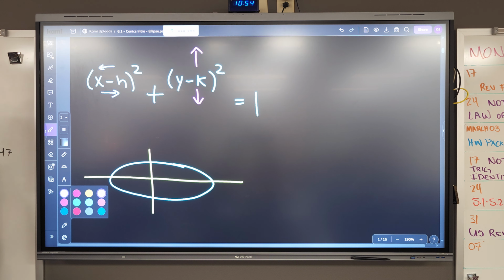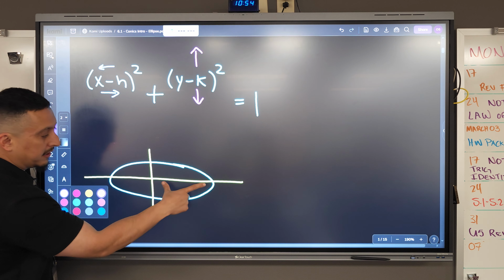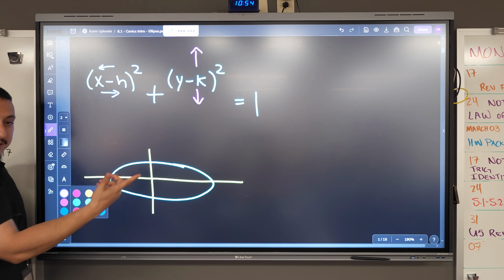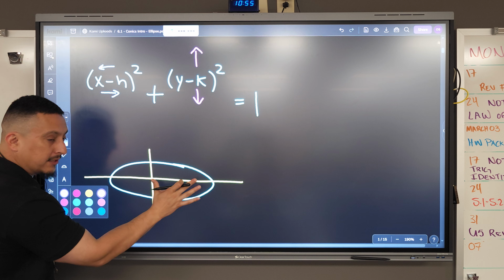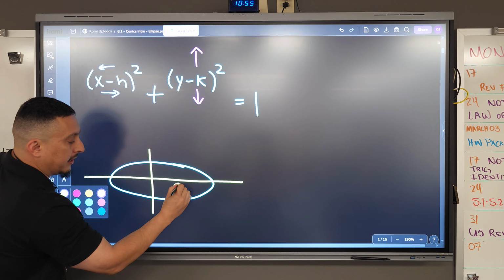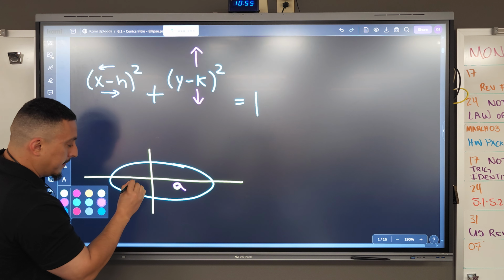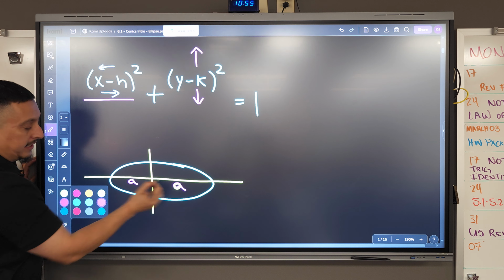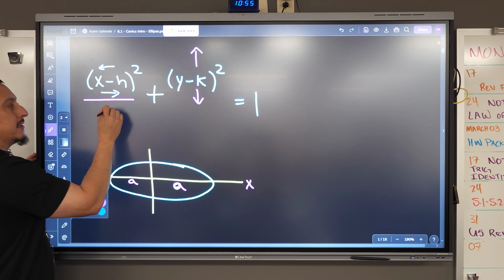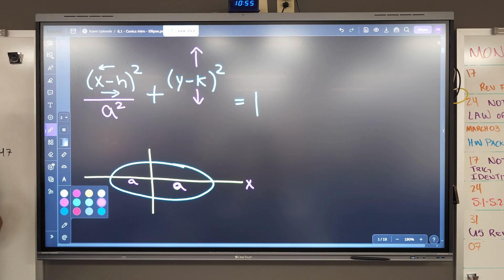So the difference with the ellipse is the radius, again, is not the same. This length is not the same as that length, obvious. So we have to differentiate between the two. So we call the major, the long one, the long radius, we call that A. We can't call it R because it's not the same anymore. Notice the A in this case is with the x-axis, so we put it under the x, and it's squared. This is how it's different than the circle. That's why the formula is very similar, a little bit different.